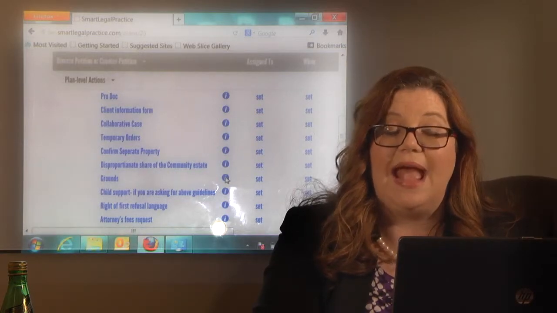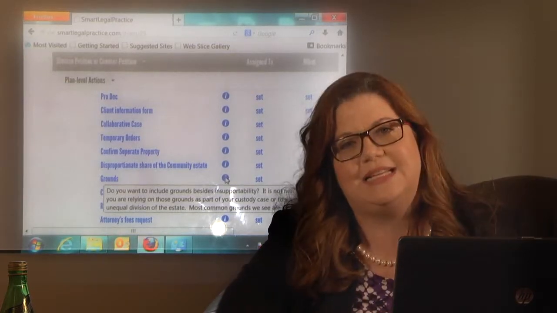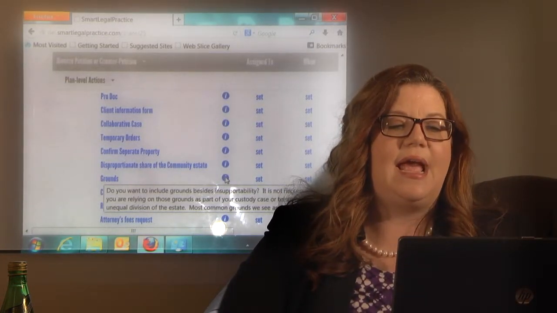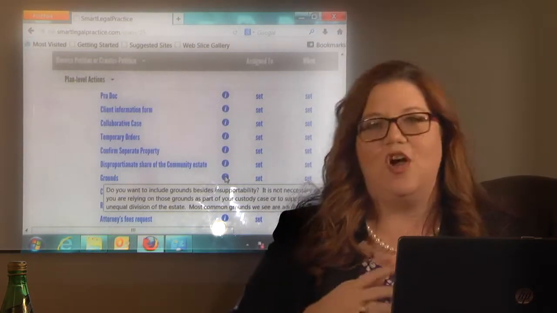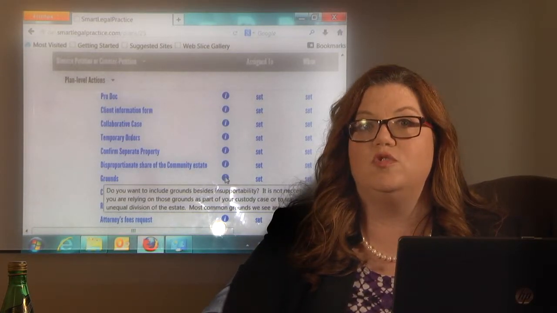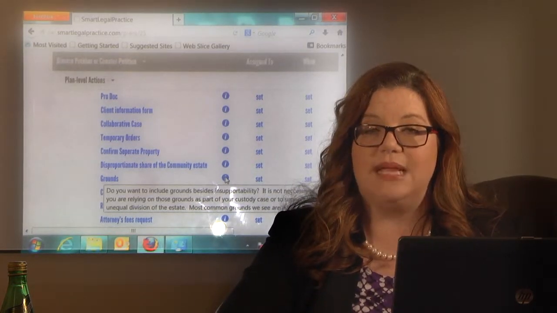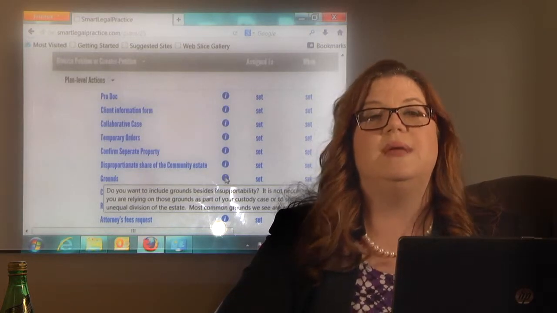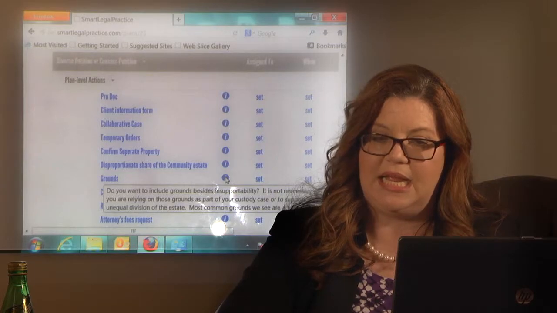Grounds. So we don't have to have grounds for divorce in Texas. Now we can just say we don't get along and we'd like to get divorced, but you can include grounds. And the common one is insupportability, which is we don't get along and we'd like to get divorced. But you can include other grounds. So you can include cruelty, you can include adultery, and there would be instances where you might want to do that.